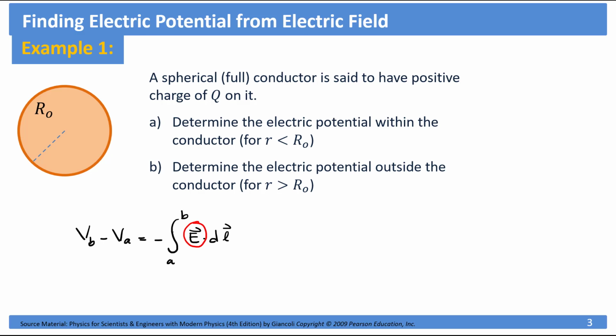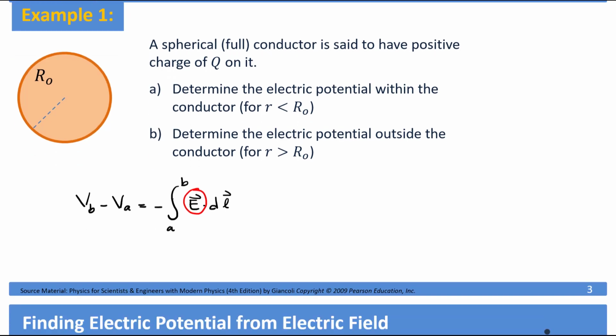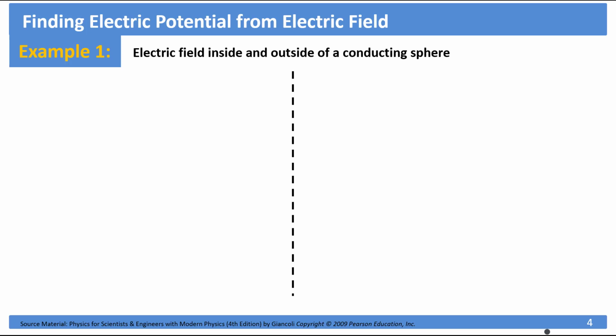But what I'm going to do is quickly calculate these electric fields for you on the next board, and then we will move on from there. Without going too much into detail, let's quickly find the electric field inside and outside of this conductor. I will start with the electric field inside, where r is less than R0. Now, I think we should draw our conductor here.